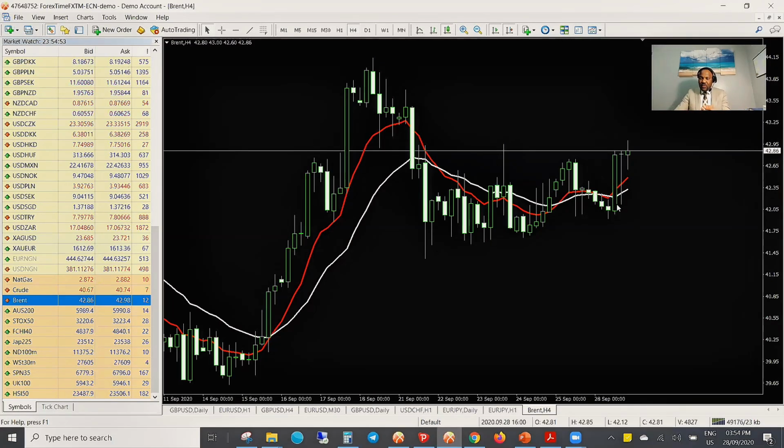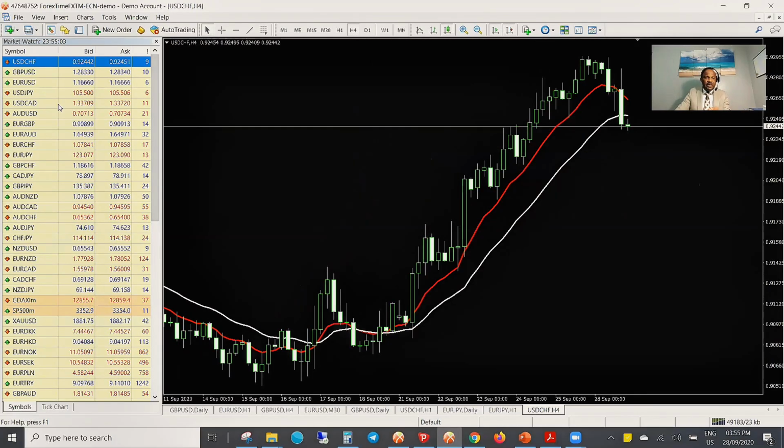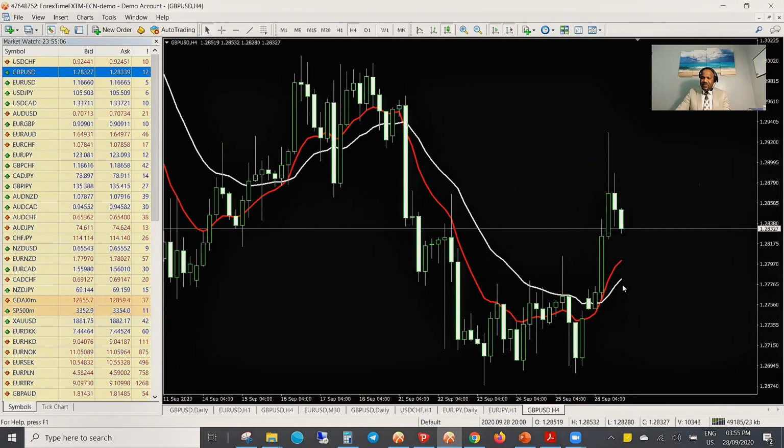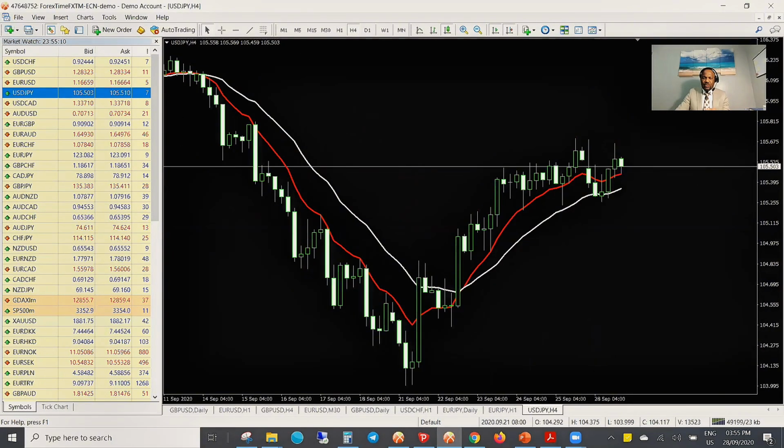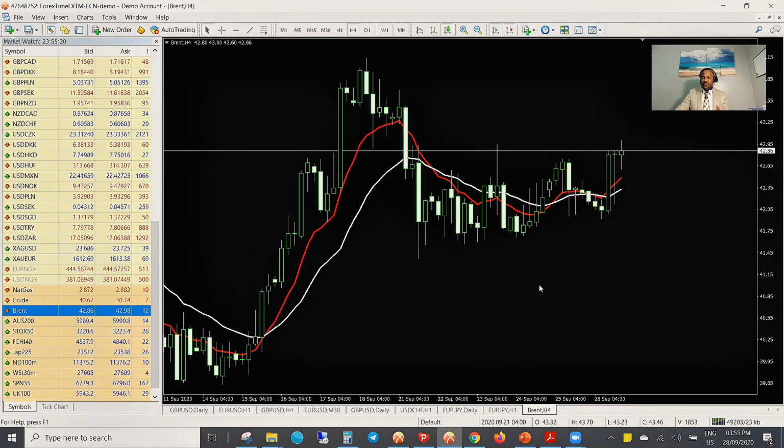Now compare this moving average cross to something like, let me look for another one. Compare this one to something like, even this one too has not gone too far. Compare it to this. Can you compare them? Compare this chart to, where's the crude oil again? Compare it to this. Did you get the difference now?